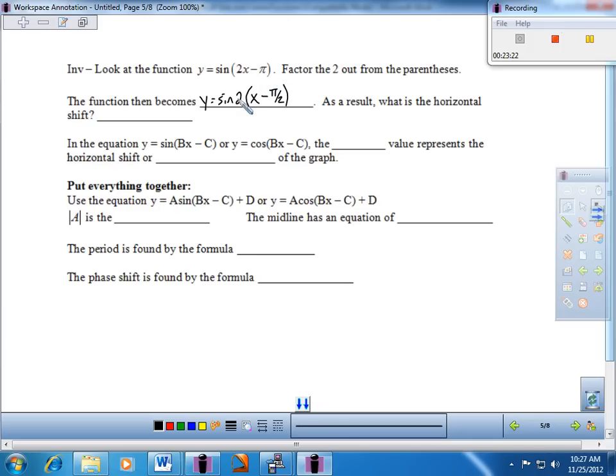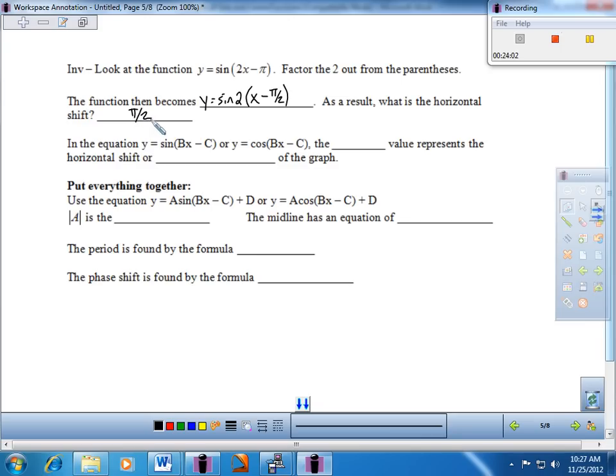Now, everyone, think about first semester and using horizontal shifts. A shift occurs when I replace the input, which is x, with x plus or minus a number. Well, here, everybody, instead of the horizontal shift being pi, which some students would like to think, the horizontal shift is actually pi divided by 2. And that's the case right here.